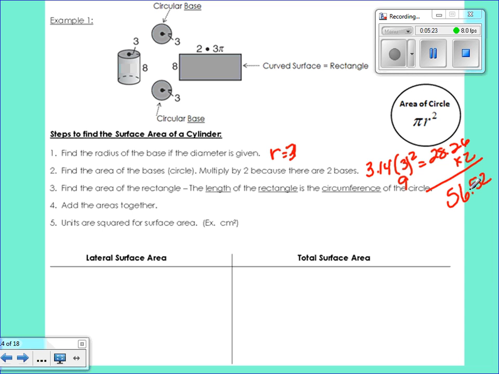We don't have a unit on here. Then we're going to find the area of the rectangle. So the length of the rectangle is the same as the circumference of a circle. So let's find out what is the circumference of the circle. 2 pi r. What's 2 times pi times 3?